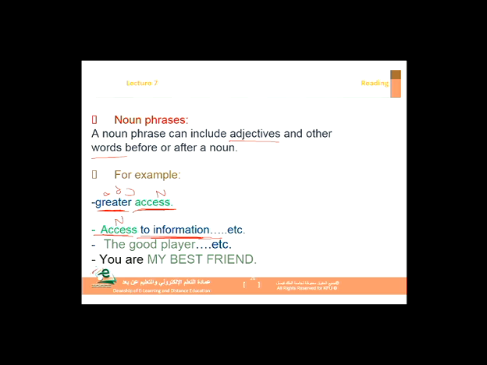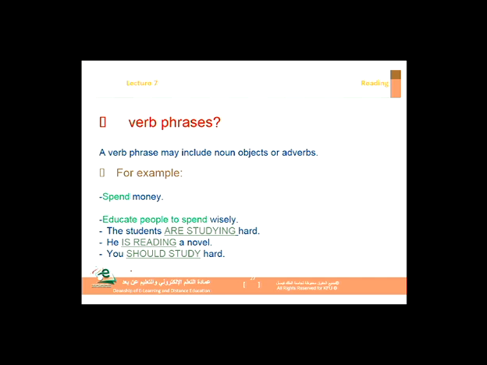The good player. Player here is a noun, and it is preceded by this good, which is an adjective. So again, this is a noun phrase. You are my best friend. So best friend, friend here is a noun. Are, now you have to notice this. Is it a noun or is it a verb actually? So that leads us to the next category, which is verb phrases.